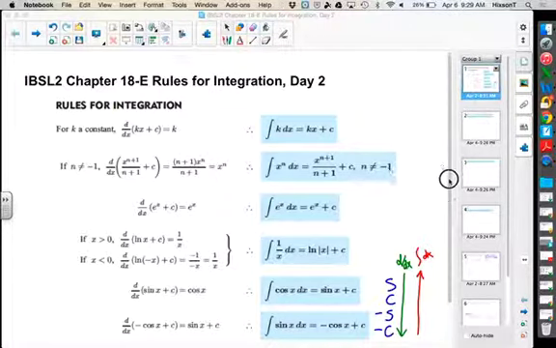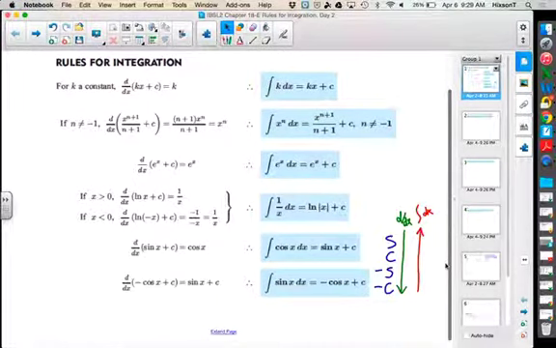But with sine and cosine, the integral of cosine of x dx is sine of x plus c. The integral of sine of x dx is negative cosine of x plus c. And thanks to Mrs. Barbag, we've got this handy way to remember it. Sine, cosine, negative cosine.